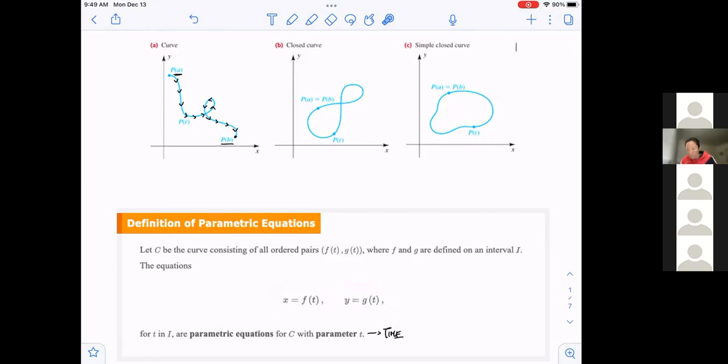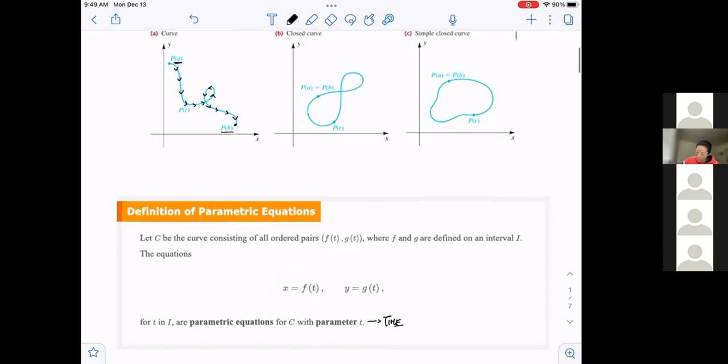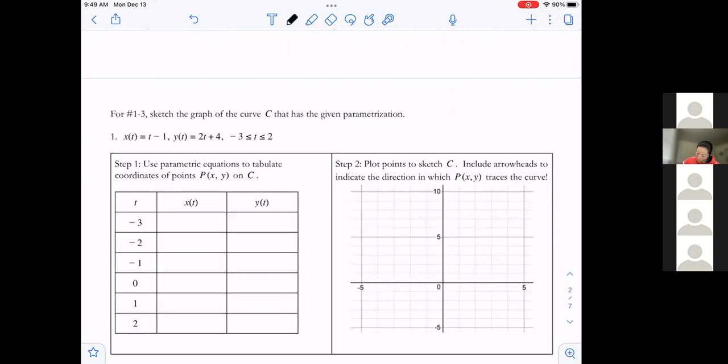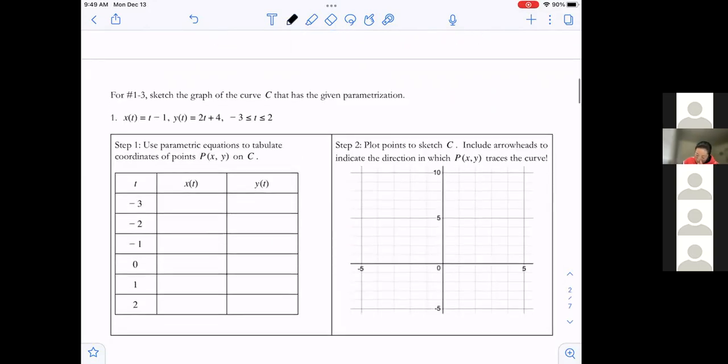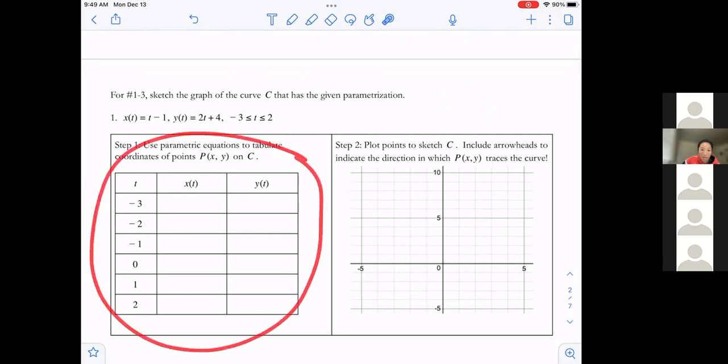All right, so let's start off by doing a little bit of graphing here. All right. And so we'll go through a couple examples where we are graphing. All right, so in this equation, we have x of t equals t minus 1. We have y of t equals 2t plus 4. And we go from -3 to 2 are our t values, right? So I've made a table already here for us to fill in.